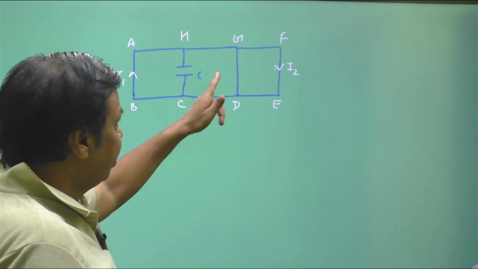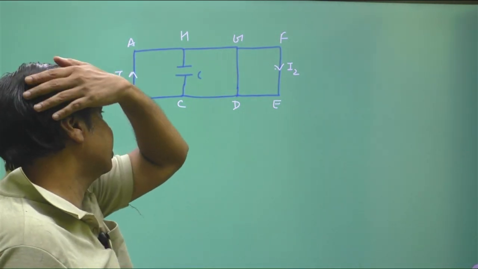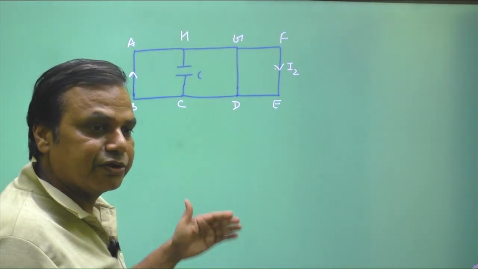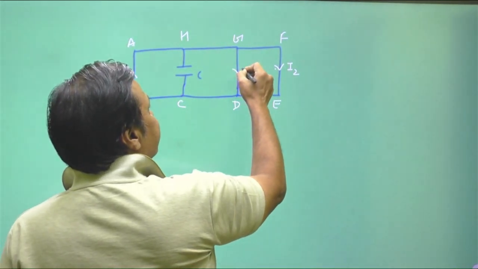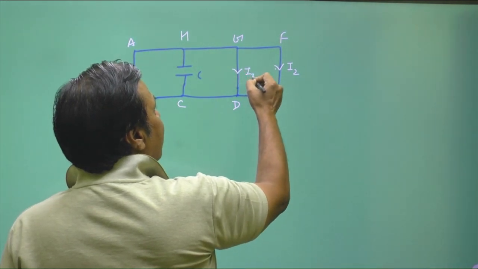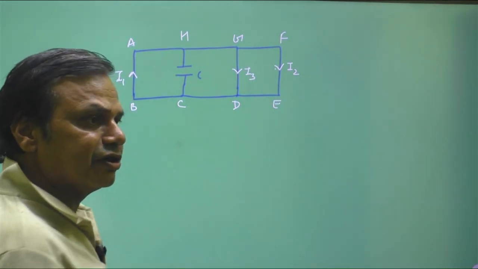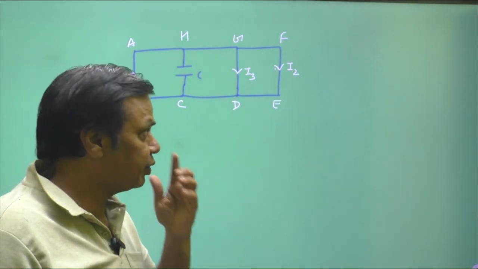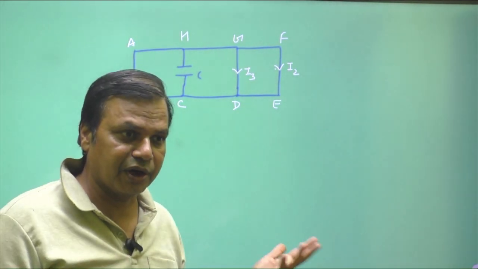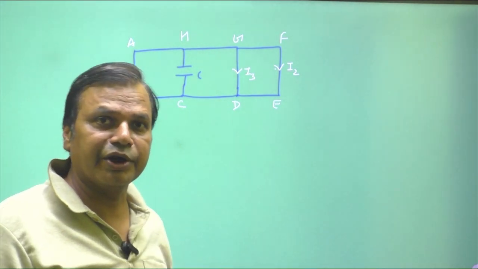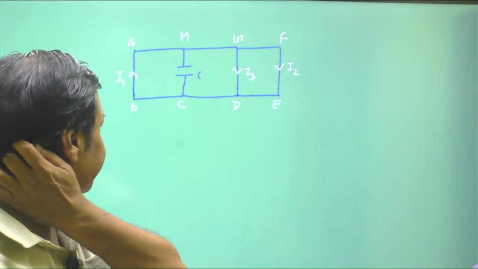In the wire GD, the current may flow in any direction, either downward or upward, but I have deliberately taken it downwards, and let's name it I3. We don't know any of the values, either of I1 or I2 or I3. We don't know any of the values, but we can find them.